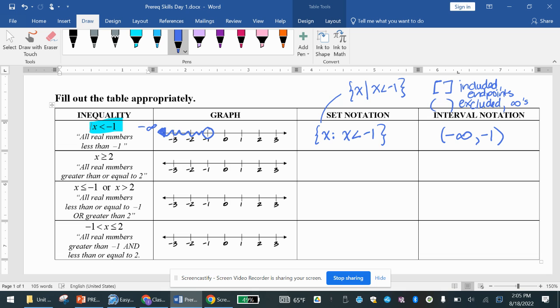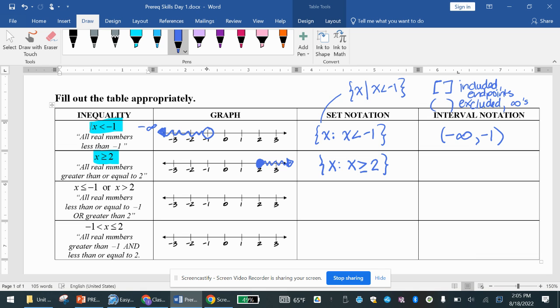Okay, so let's try another one. x is greater than or equal to 2. This time the point will be closed because the 2 is included. It says greater than or equal to 2. All the numbers greater than or equal to 2 are to the right. So you're going to say x such that x is greater than or equal to 2.